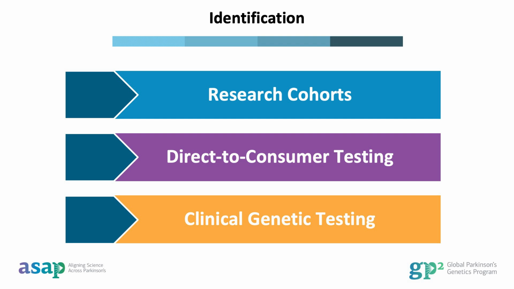screening: use of existing research cohorts, collaboration with direct-to-consumer genetic testing companies, and targeted clinic-based testing. In some cases, researchers may be able to take advantage of existing research cohorts of genetically at-risk carriers, or cohorts of Parkinson's disease programs where outreach to family members may be possible.